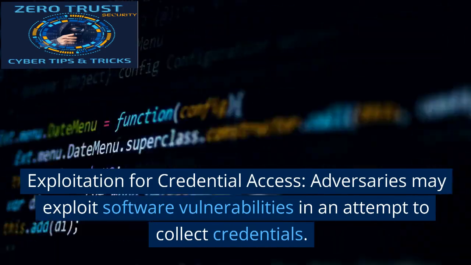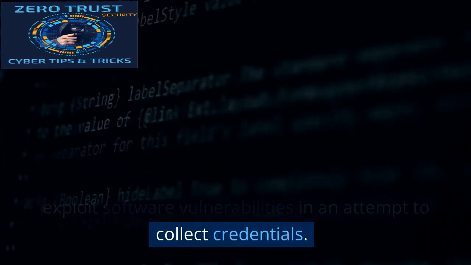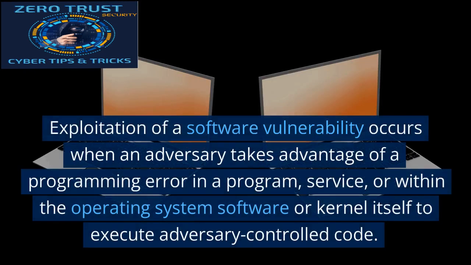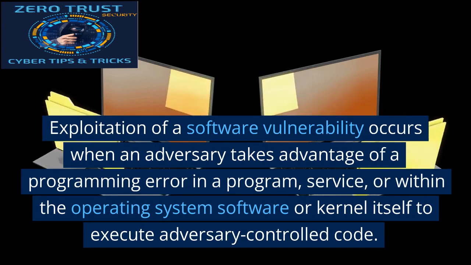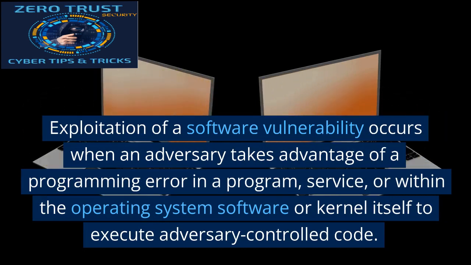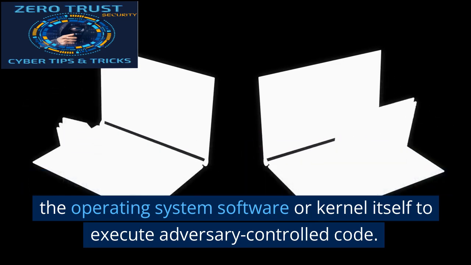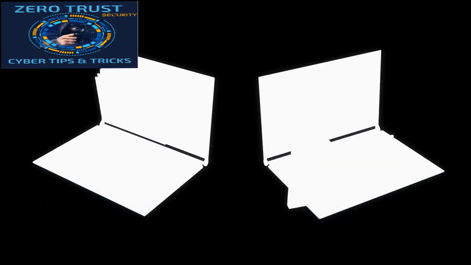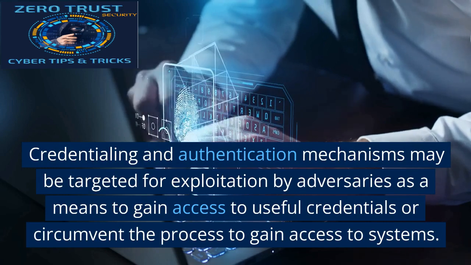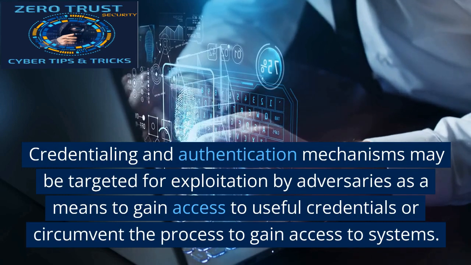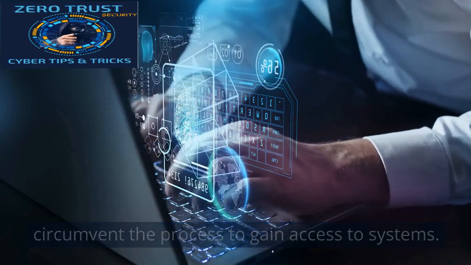Exploitation for credential access. Adversaries may exploit software vulnerabilities in an attempt to collect credentials. Exploitation of a software vulnerability occurs when an adversary takes advantage of a programming error in a program, service, or within the operating system software or kernel itself to execute adversary-controlled code. Credentialing and authentication mechanisms may be targeted for exploitation by adversaries as a means to gain access to useful credentials or circumvent the process to gain access to systems.